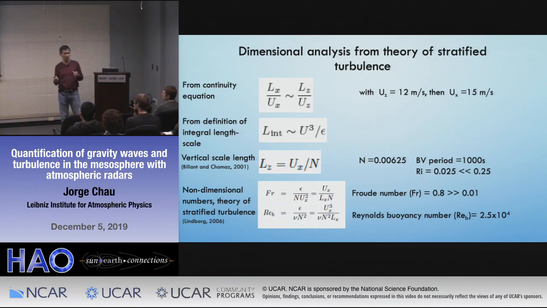That means it's weakly stratified, allowing the KHI to happen, because if it is strongly stratified, there would not be instability. And there is turbulence associated with that. The Reynolds number is high, 2.5 times 10 to the 4. So the Richardson number condition is satisfied, it is occurring in a weakly stratified domain, and it is turbulent. We conclude that it's a KHI. It looks like KHI, has the parameters of KHI, and has background conditions that should go with Kelvin-Helmholtz.